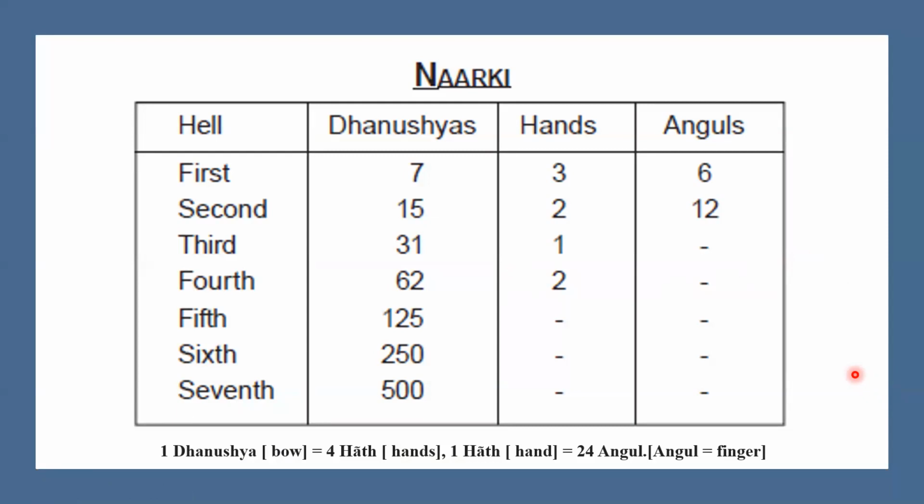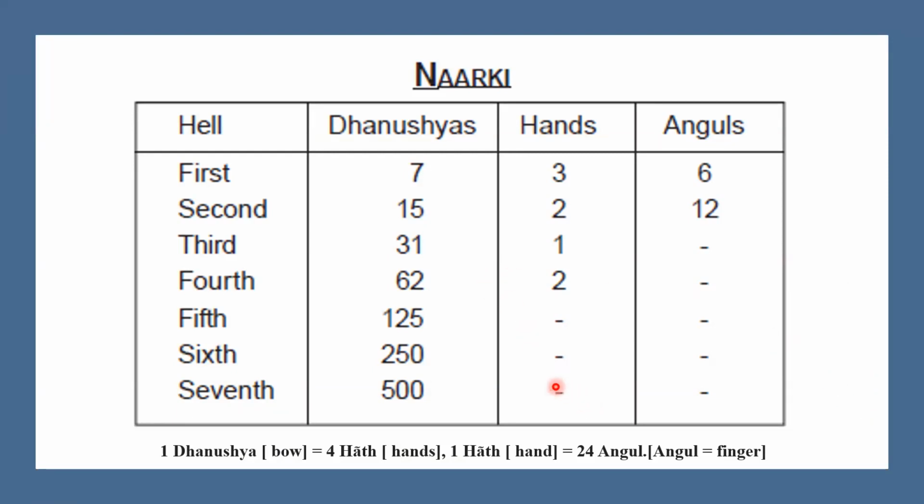So 24 Anguls makes 1 hand, that is 1 Hath, and 4 Hath makes 1 Dhanushya. So these are the basic definitions you will find across all our Shastras. Angul is the width of a finger, 24 Anguls is 1 Hath, and 4 Hath is 1 Dhanushya.